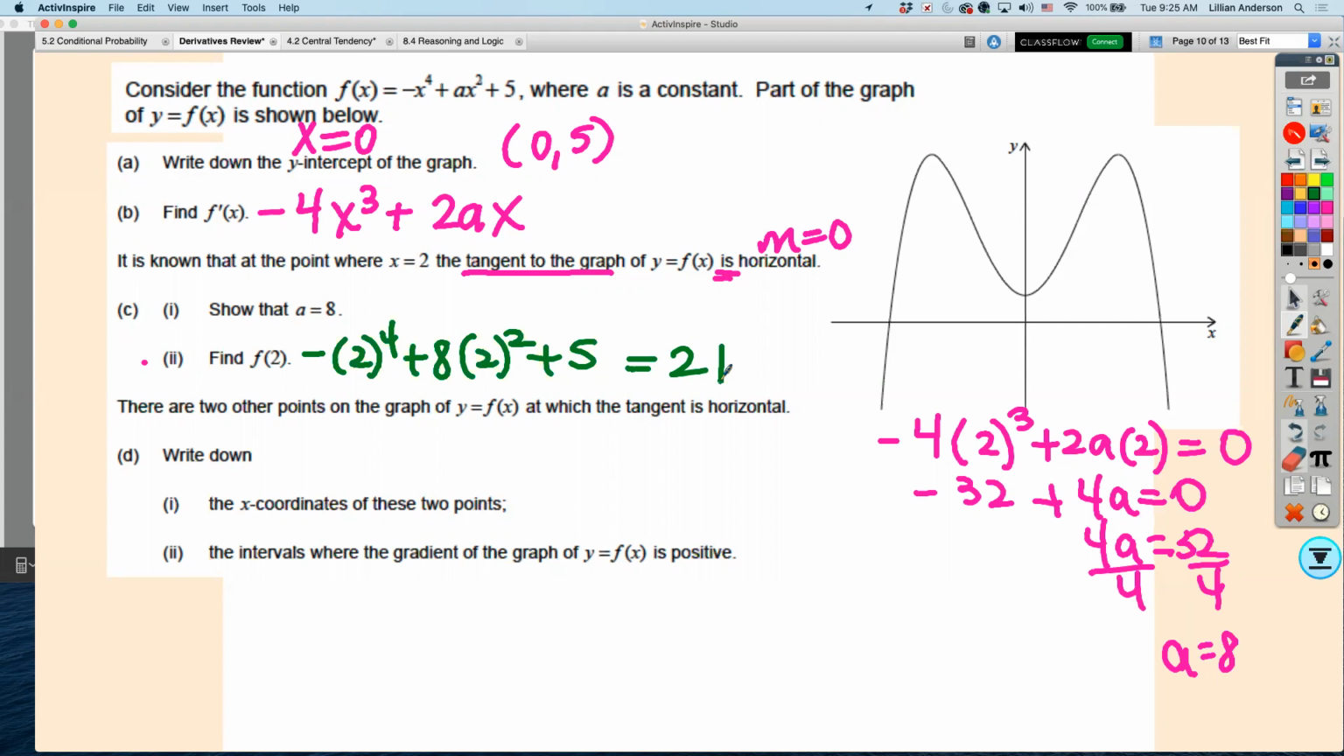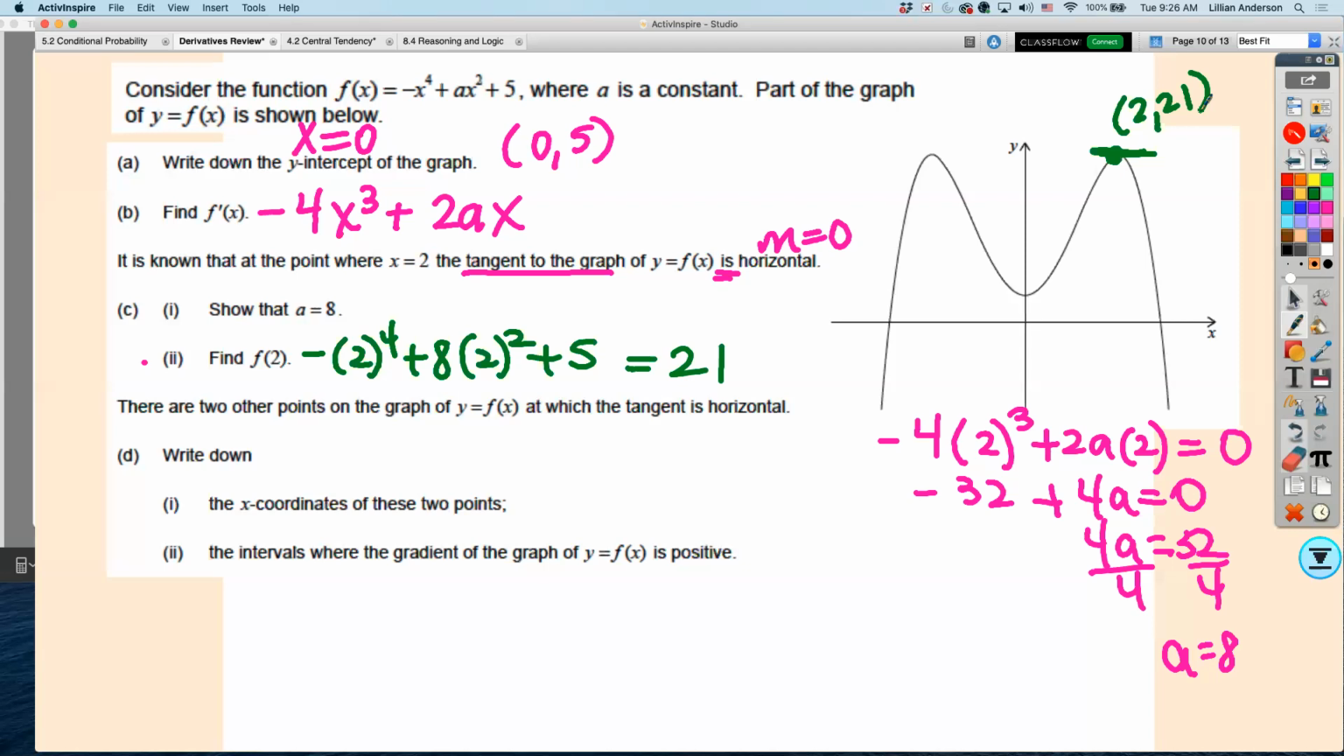I know that when x is 2, oh, and that's at the horizontal. So we already know this point right here is (2, 21). That's what that means. Because when x was 2, the tangent was horizontal, so it had to be at a turning point. More specifically, we know that point is (2, 21).